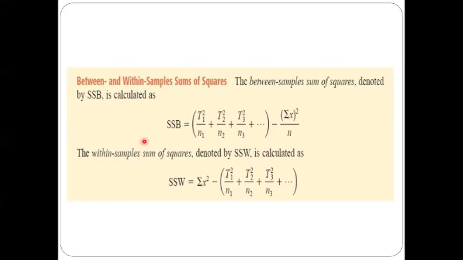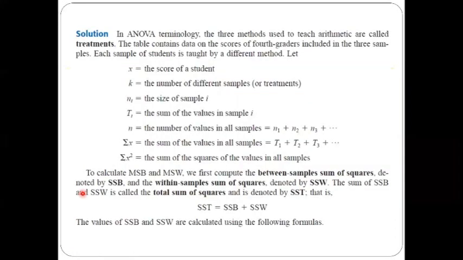Well, for the SSW, or the within samples sum of squares, the formula is the summation of X squared minus the quantity T squared sub 1 over N1 plus T squared sub 2 over N2 plus T squared sub 3 over N3, which may also vary based on our problem. Again, let us recall: T is the sum of the values in the sample, and N is the size of the sample.